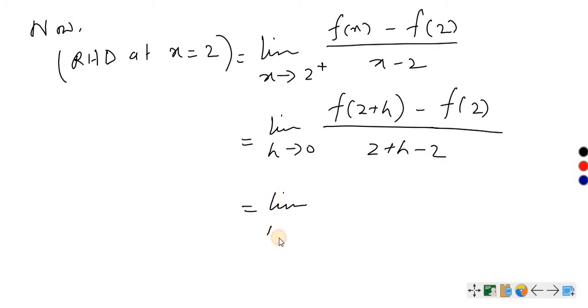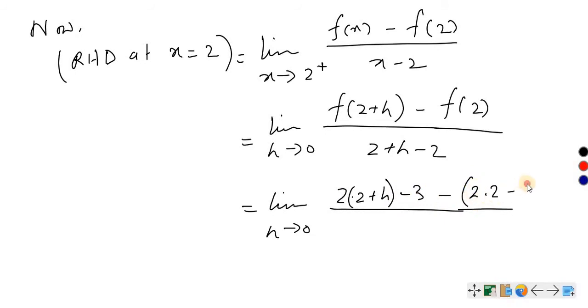Then we'll be getting what? h tending to 0. Here our function will be 2x minus 3, and here also the function will be 2x minus 3. Because why am I writing here 2x minus 3? Because here x is approaching towards the 2 from the greater side, that is from the positive side, if you remember. So here our function will be 2 into x, that is 2 plus h minus 3, minus f of 2 will be what? It will also be 2 into 2 minus 3, and here it will be h only.